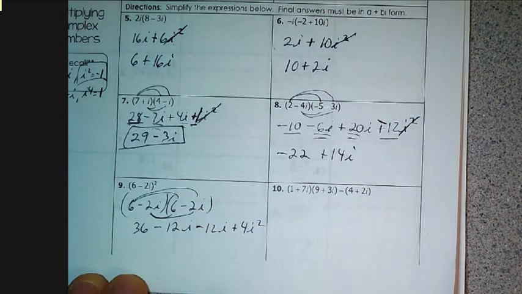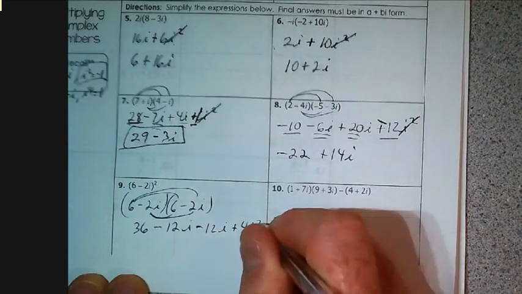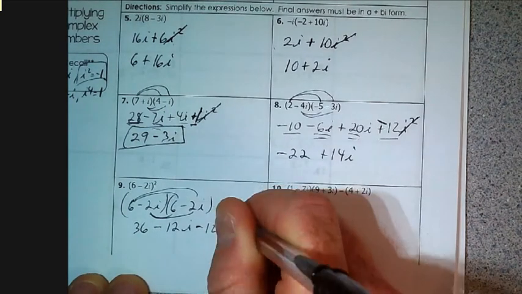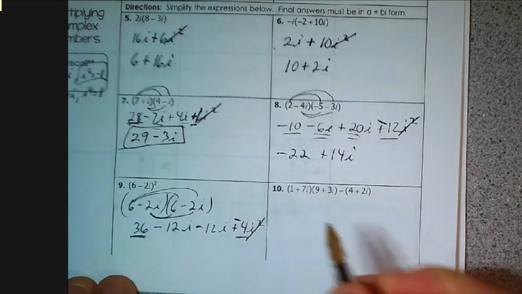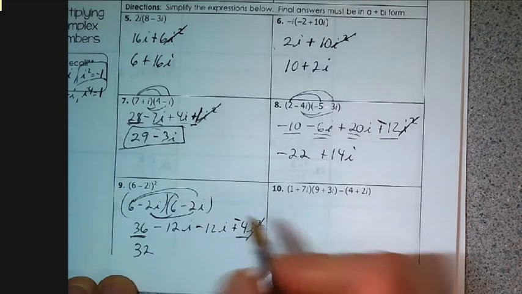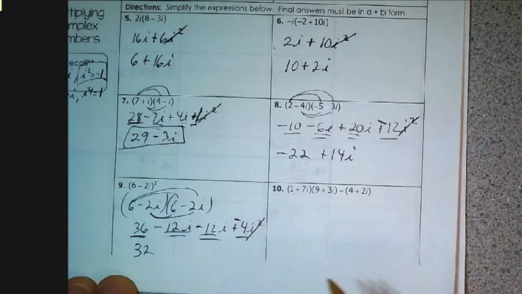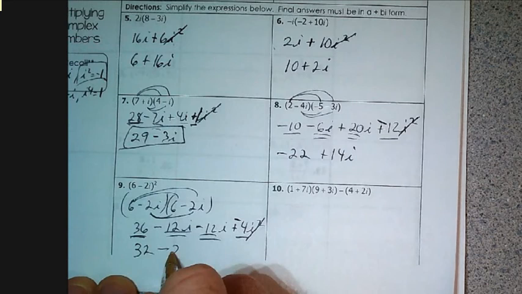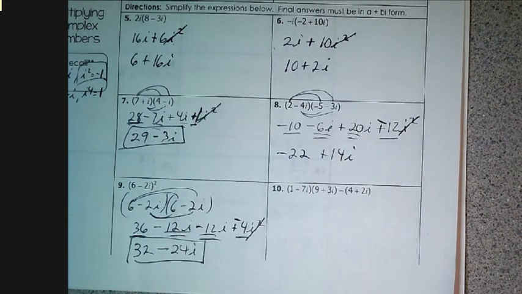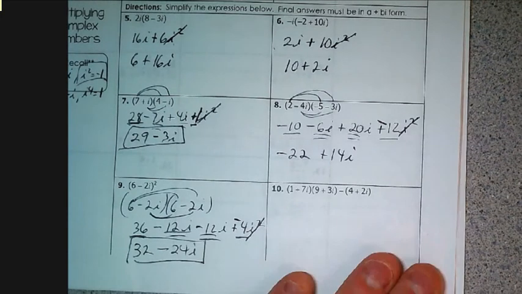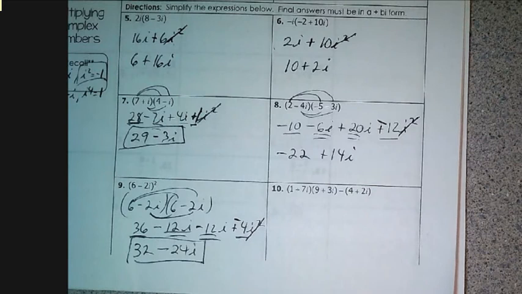So the I squared is the part that we need to get rid of and change the sign of the 4. Alright, so then 36 minus 4 is 32. And then negative 12I and negative 12I is negative 24I. And this is in the correct form. Alright, number 10. It's just more of the same. You just got to make sure you do all the changes that need to be made.